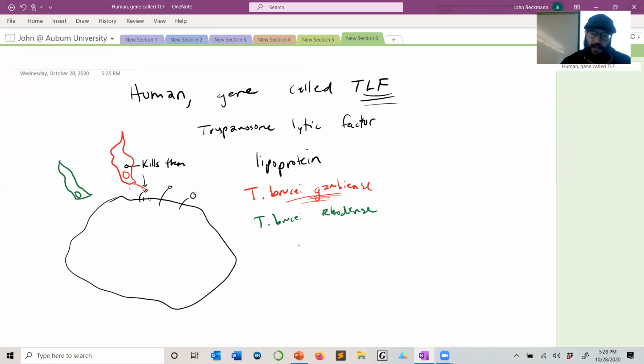rhodesiense has a special protein called SRA. SRA is, I think it's a, oh yeah, there it is. It's a glycoprotein. What's a glycoprotein?